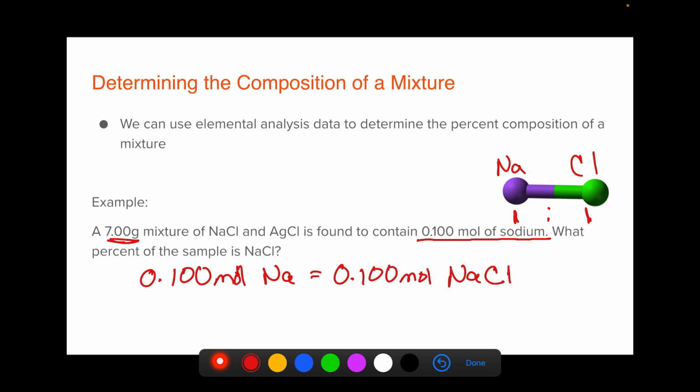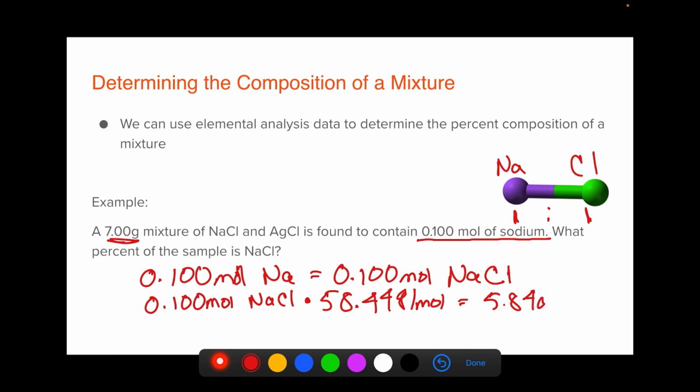So now, if we know that we have 0.1 moles of NaCl, we can convert that to grams by multiplying by NaCl's molar mass, which is 58.44 grams per mole. That gives us 5.84 grams of NaCl, meaning that this mixture contains 5.84 grams of the NaCl. Presumably, the remainder is AgCl.